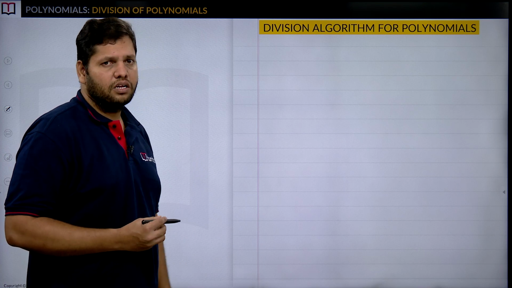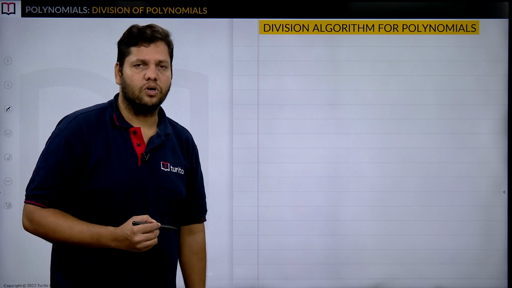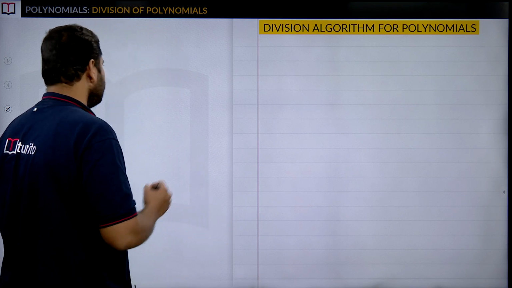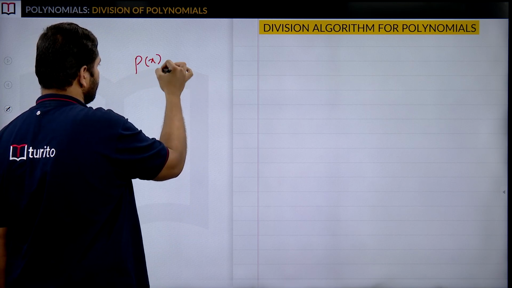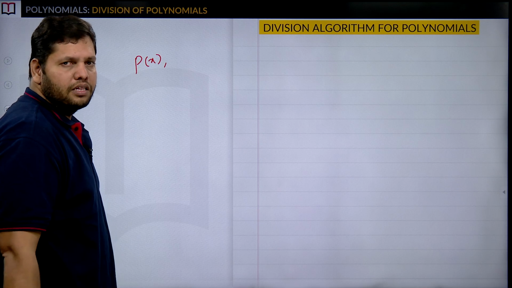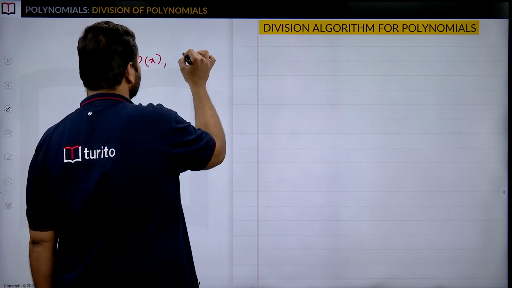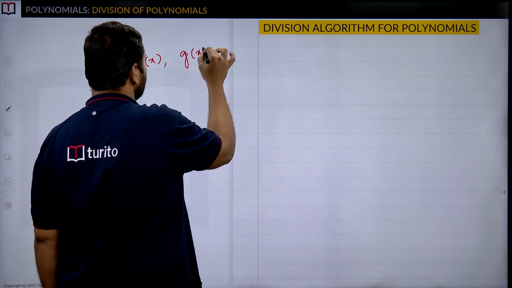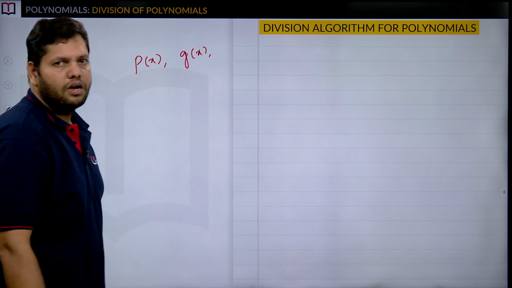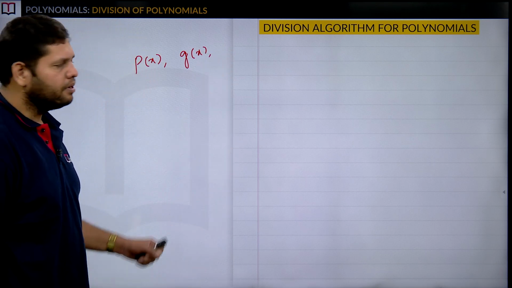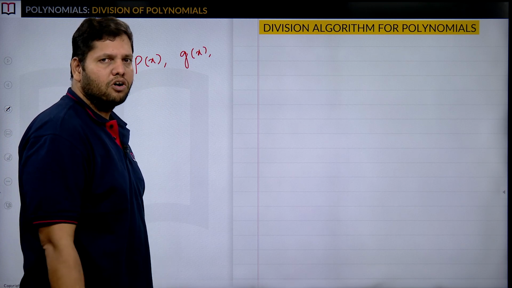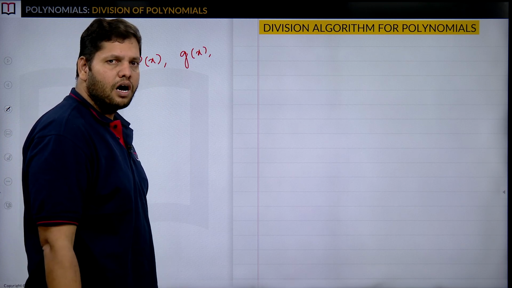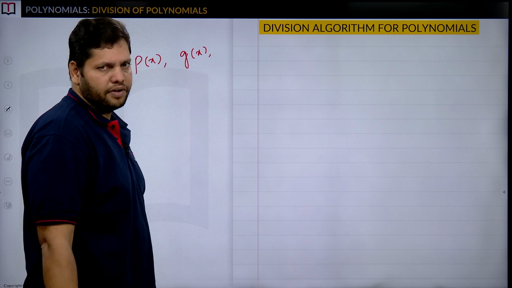Now children, the division algorithm for polynomials. Suppose I am taking one polynomial, p of x, and I am dividing this polynomial with another polynomial, g of x. Are you getting my point, children? I am taking one polynomial expression, p of x, and dividing it with another polynomial, g of x.